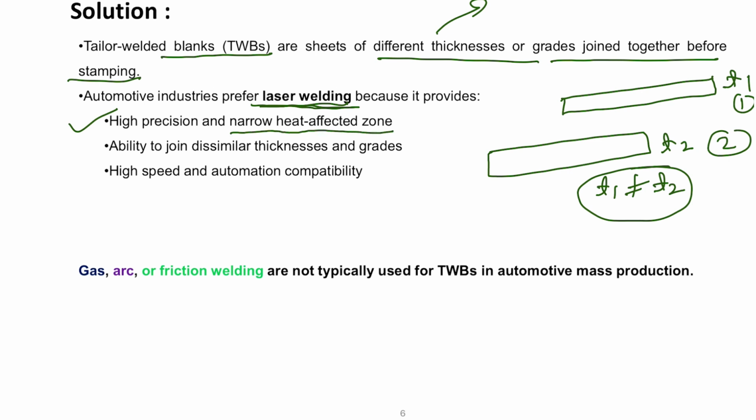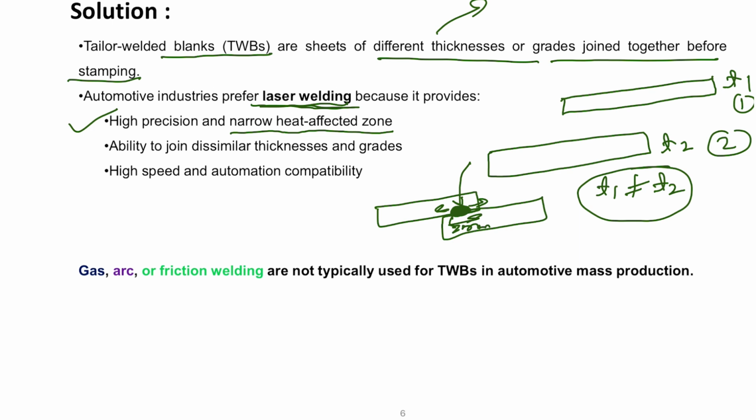What is the meaning of narrow heat affected zone? For example, when we are welding two plates, plate 1 and plate 2, because we are putting in some heat, this heat will spread into some area near the weld, the heat affected zone. With laser welding this heat affected zone is small. For example, if we are welding a 2 mm region, the effect will not go beyond 3 mm. This is a very important property when we are welding.